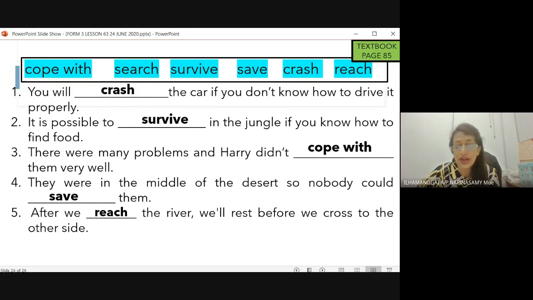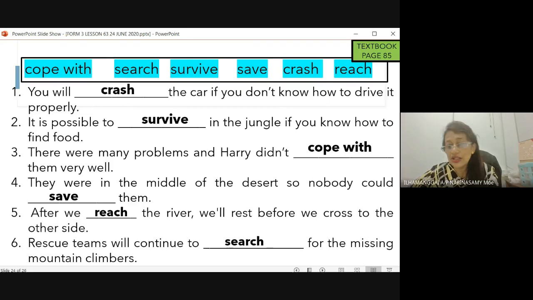Okay, and then the last one would be search. Okay, good. Right. Wonderful. We continue to search for the missing mountain climbers. Excellent. Right. Thank you, everyone.